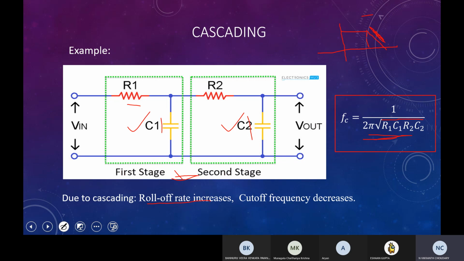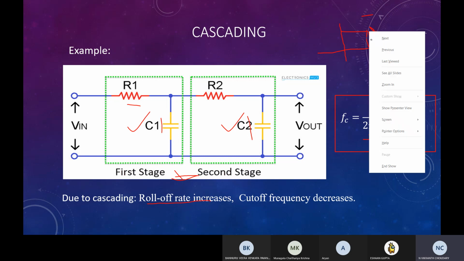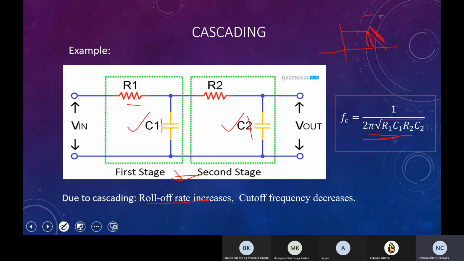So if the roll off rate increases, the slope would be like this. It goes more and more towards vertical, and it becomes more and more ideal. So that is what we want. We don't want unnecessary things to be passed.